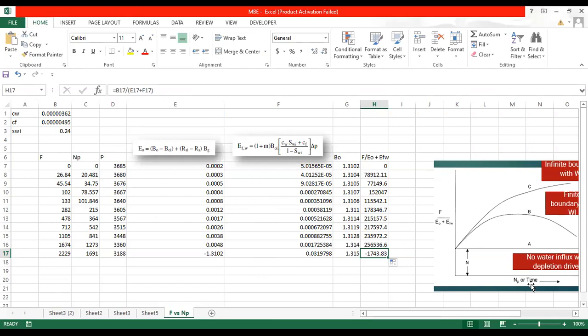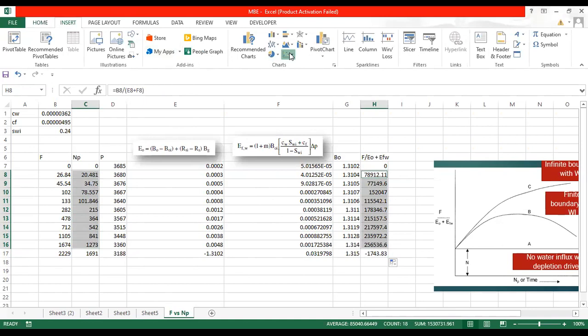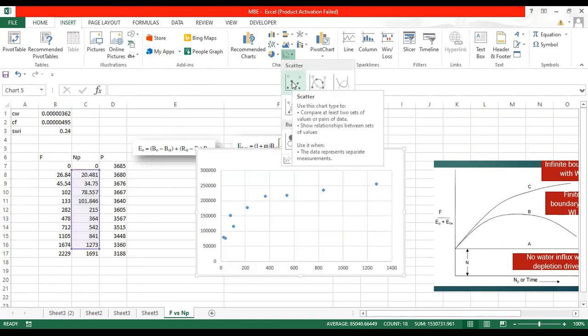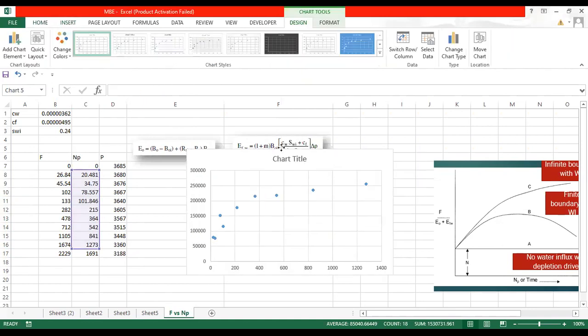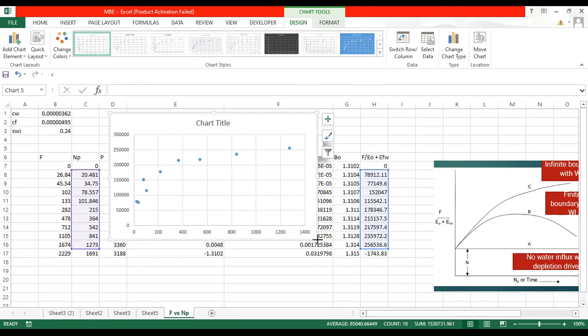So NP is on x-axis, so left-hand side will always be considered the x-axis, so that is NP, and right-hand side terms will always be on y-axis. So I have selected these two parameters, x and y-axis. I'm introducing the XY graph. So you can witness the graph is looking like this.